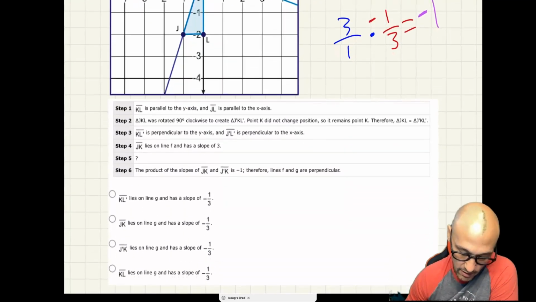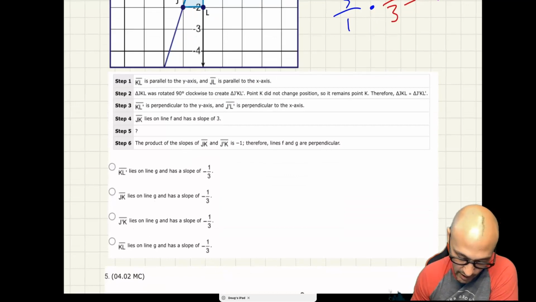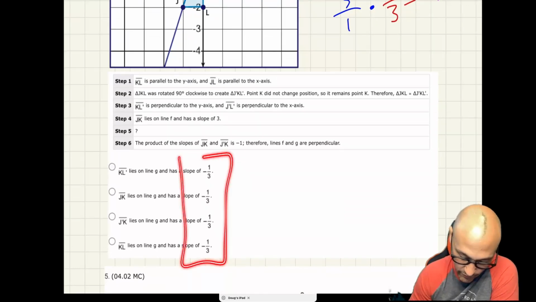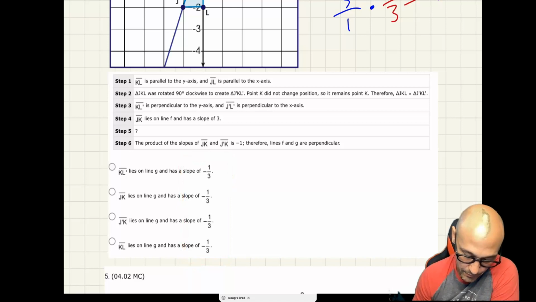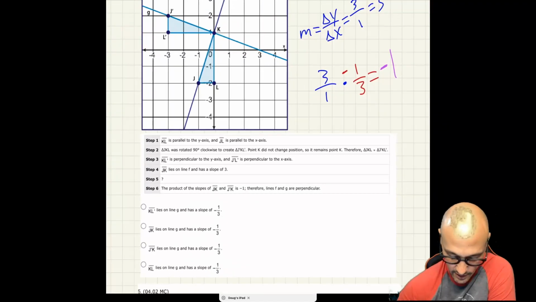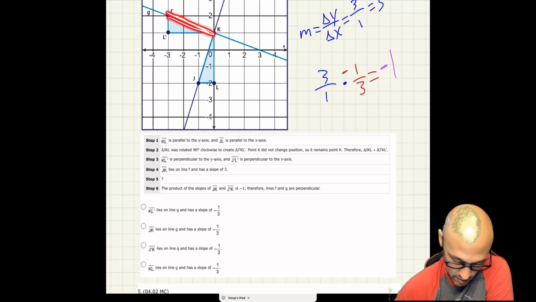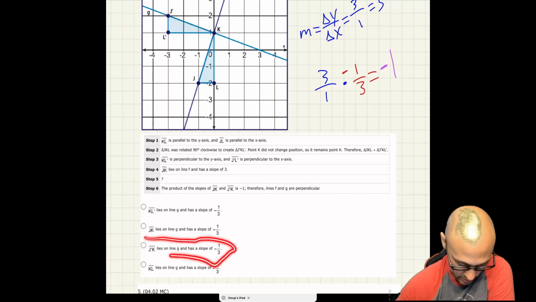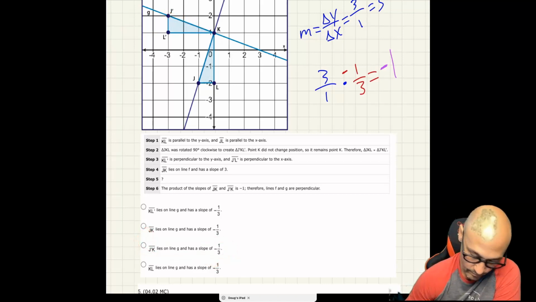So let's look down here. Oh yeah, so all of them talk about having a slope of -1/3, so that doesn't help. But what is the line that we're interested in? We're interested in this J prime K right here. J prime K, which is this one right there.